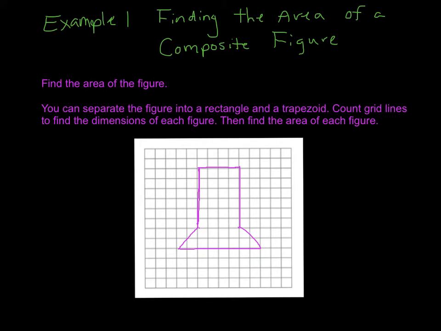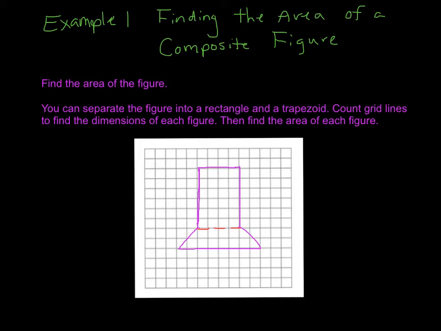Okay, so if I'm given this composite figure down here, it says find the area of the figure. You can separate the figure into a rectangle and a trapezoid. Count the grid lines to find the dimensions of each figure. Then find the area of each figure. So they're showing you that this area right here is a rectangle, and this would be a trapezoid. So I'm just going to take a different color, and I'm just going to separate the 2 shapes.